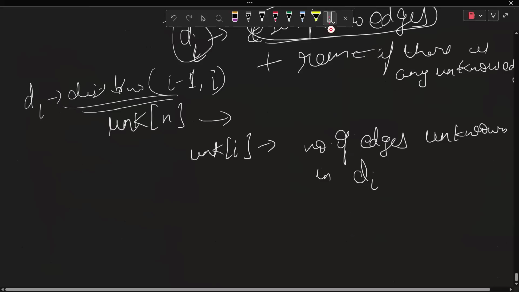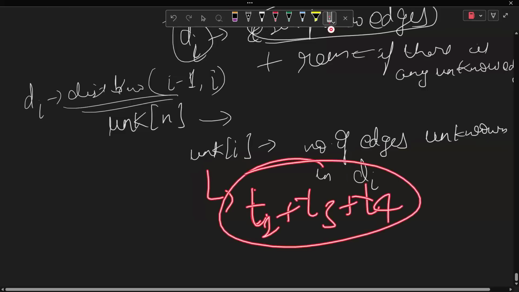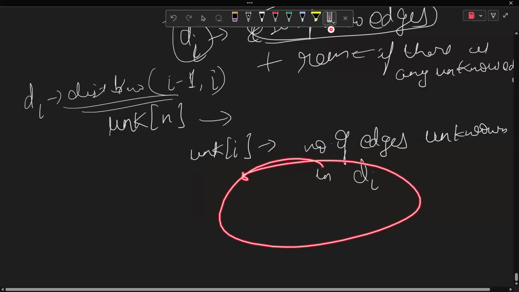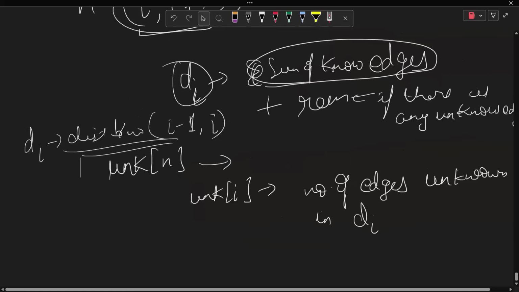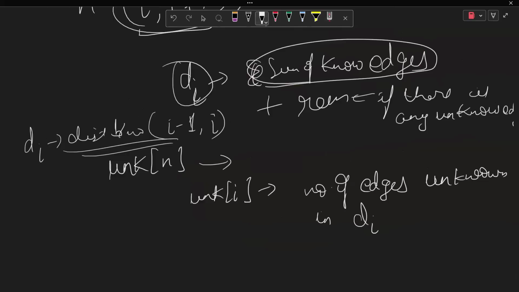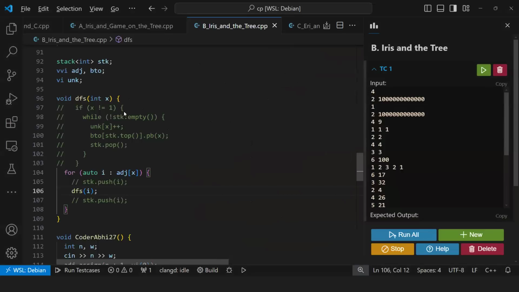Now, my unknown i represents the number of edges unknown in Di. So this Di is constituted of some T2 plus T3 plus T4, something like that. Among them, how many edges are unknown? That is represented by unknown i. That I would use to calculate how many are remaining. And the second thing would be the sum of the known edges. So for that, here what I am taking is B.